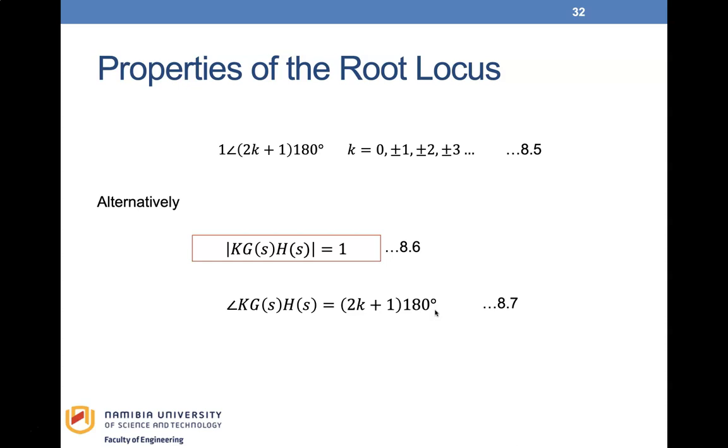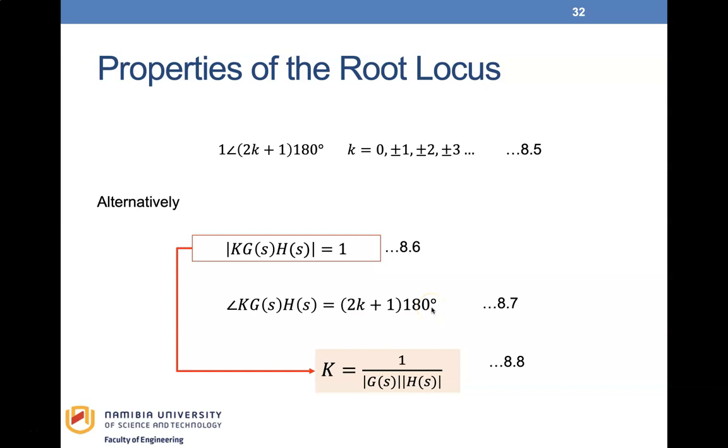If the angle of the complex number is an odd multiple of 180 degrees, that value of s is a system pole for some particular value of k. And since the angle condition is satisfied, we need to satisfy the magnitude criterion. That is equation 8.6. Therefore, k is equal to 1 over the length of G(s)H(s).